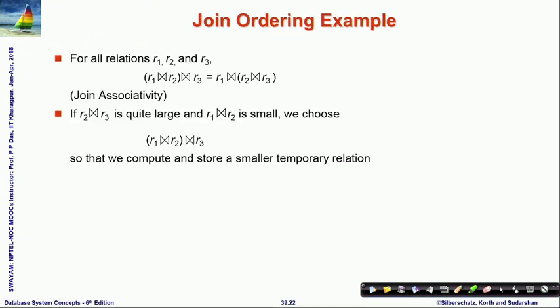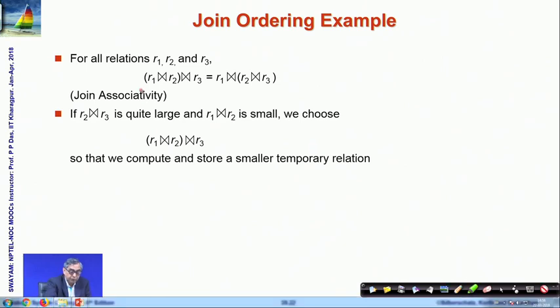These are also examples where you can reorder joins to get a better result. For example, if I have to join three relations like this, I could do either this first or this first. Now, if I do this first, then this is a temporary relation which I will need to maintain in memory and then join with R1. If I do this first, then this will be a temporary relation and then I will join it with R3.